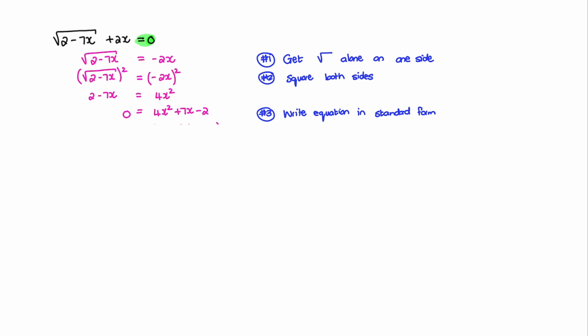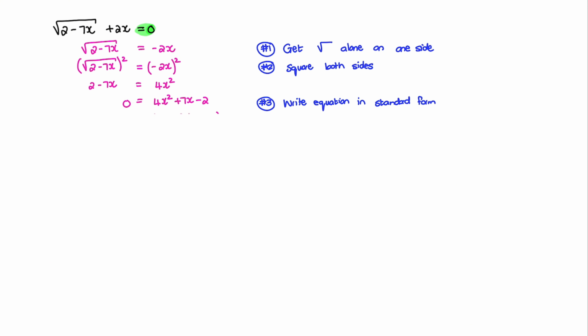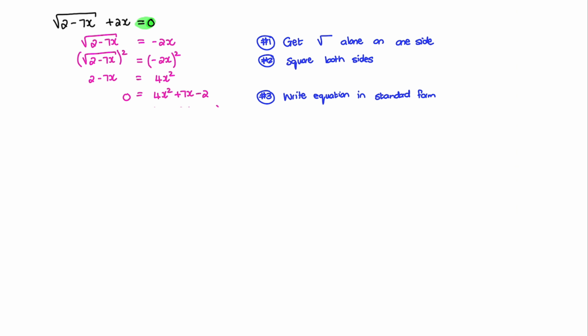So after squaring both the left and the right-hand side, we have 2 minus 7x is equal to 4x squared. And what we want to do next is write that equation in standard form. What that means is to have 0 on one side of the equation and all the variables and constant values on the other side. In this example, I chose to move the 7x to the right-hand side, which makes plus 7x, and the positive 2 also to the right-hand side, which made it negative 2.